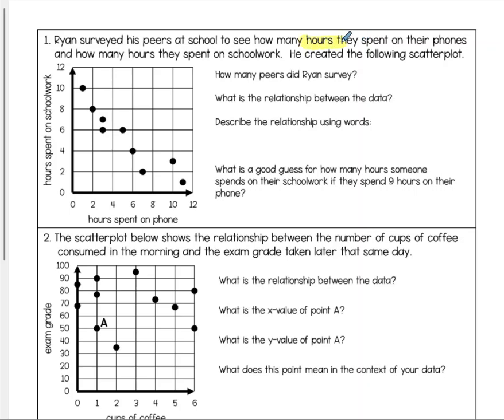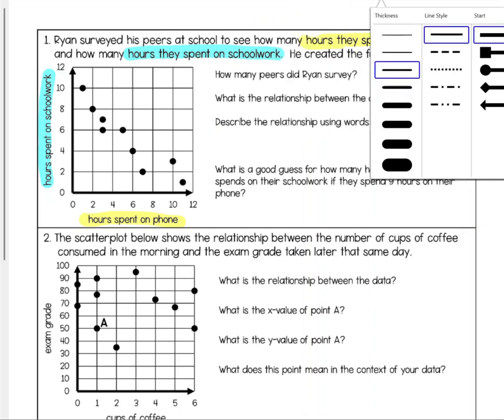The number of hours they spent on their phones, so that's right here. We'll use that as our X value. And then you have how many hours they spent on schoolwork, so that goes here on the Y value. Okay, and so now he has these points. Let's see if we can answer some questions here.